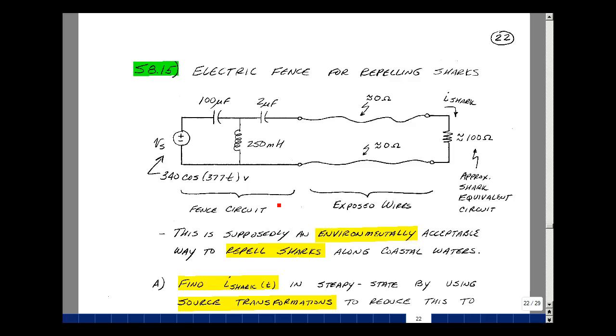What I've got here is the electronic fence, which has an input of a 340 volt cosine at 60 Hertz, or 377 radians per second, 2 C's and an L, and then a long set of wires in the water with a fairly low resistance. If the shark brushes across these, a current will flow through the skin of the shark. I'm going to estimate the skin of the shark with the salt water around it at about 100 ohms. This is supposedly an environmentally acceptable way to repel sharks along coastal waters, but let's see what kind of current we're looking at through the skin of the shark.